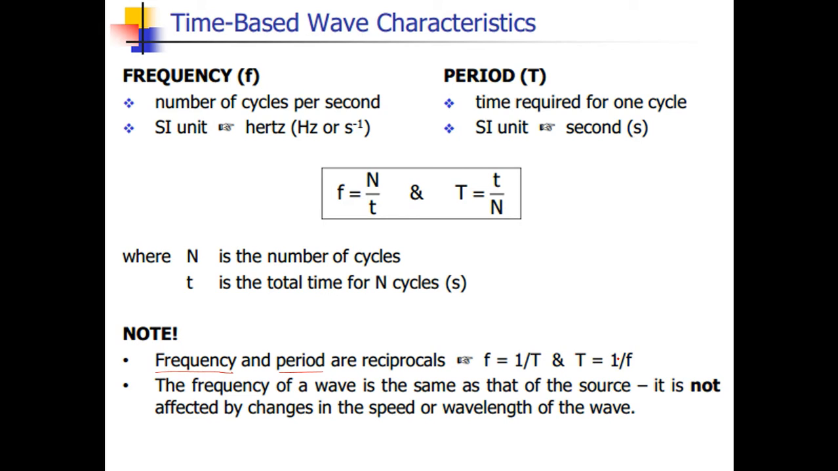Just remember that the frequency of a wave is the same as that of the source, and it is not affected by changes in speed or wavelength of the wave. So wavelength and speed do not change frequency, and you can see that by the formula, because the formula is simply number of cycles divided by time.